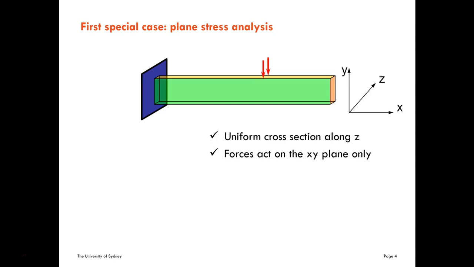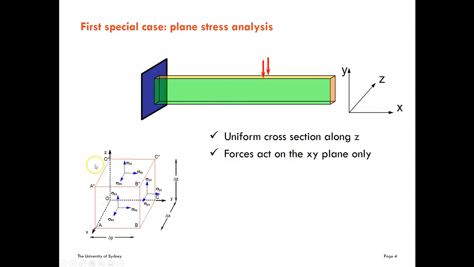So we also need to assume that the domain is the same if you do any cut along the z direction. So there is a uniform cross section along z. So it's this rectangle, the cross section. And then we assume that the forces act only in the xy plane.